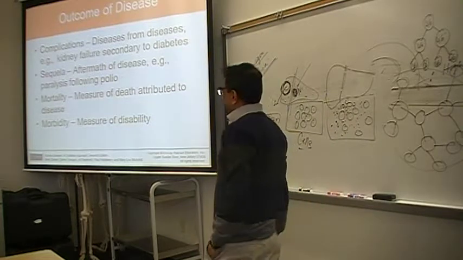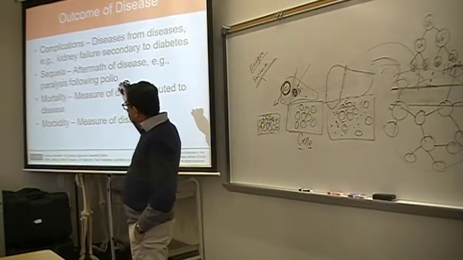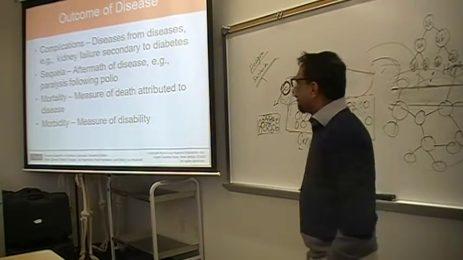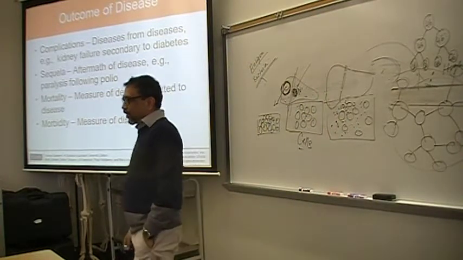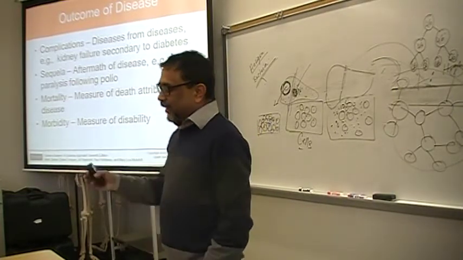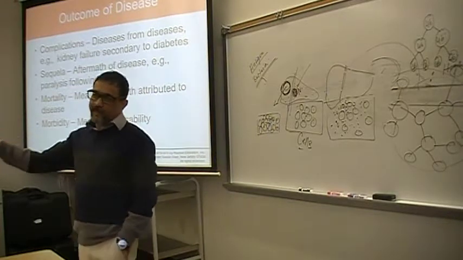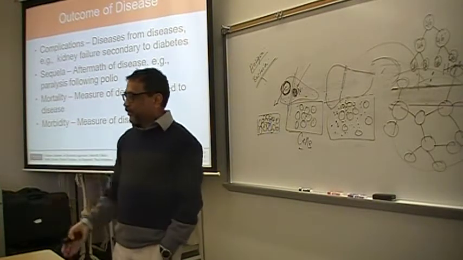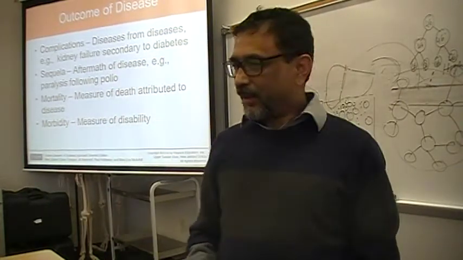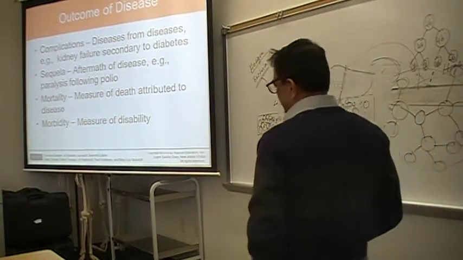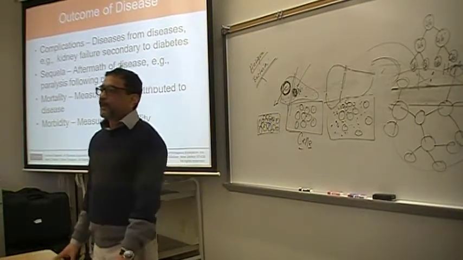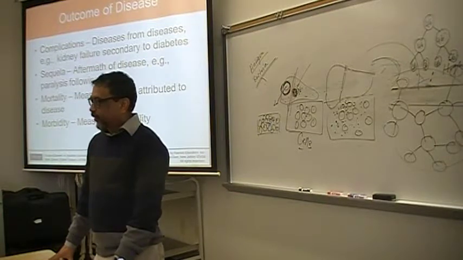Outcome of disease. We say complications to indicate diseases arising from diseases. Sometimes one disease, if you do not treat that disease on time, eventually leads to another disease. Make sense? So if you don't treat that patient on time, that may lead to another disease. For example, diabetes. We know that diabetes is a chronic disease and you need to control it, right? You need to control diabetes.